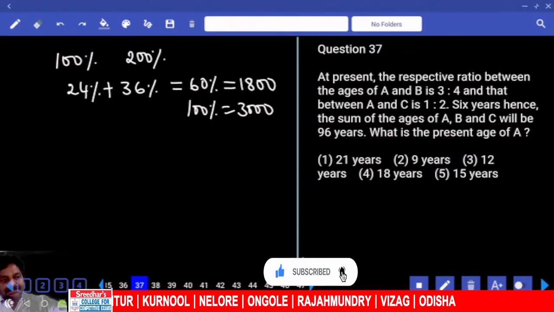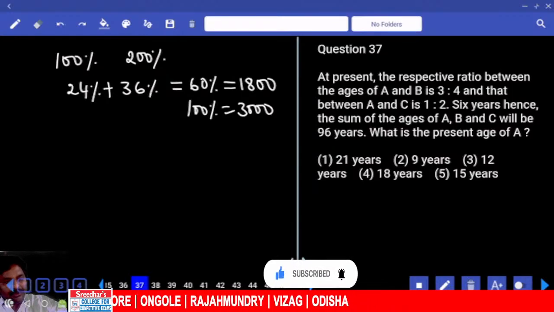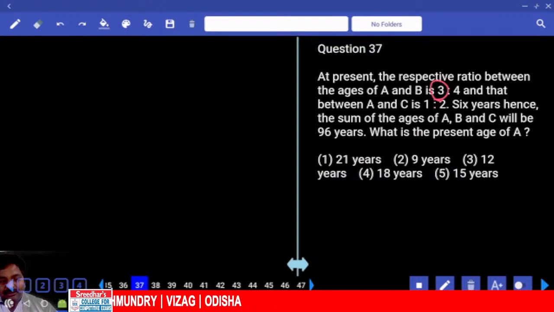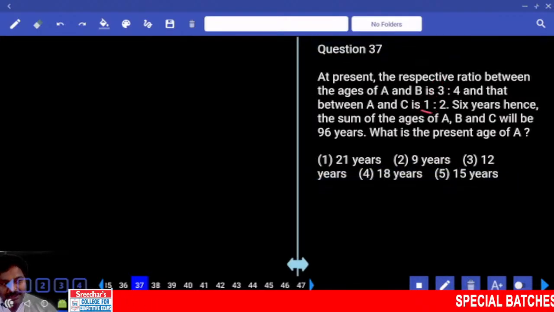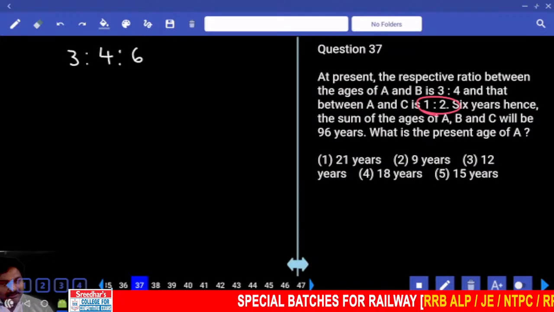At present, the respective ratio between ages of A and B is 3:4, and that between A and C is 1:2. In the first ratio and second ratio, A is common. First ratio A is 3 parts, second ratio 1 part. Let's multiply the second ratio with 3. Then the ABC ratio is 3, 4, 6.